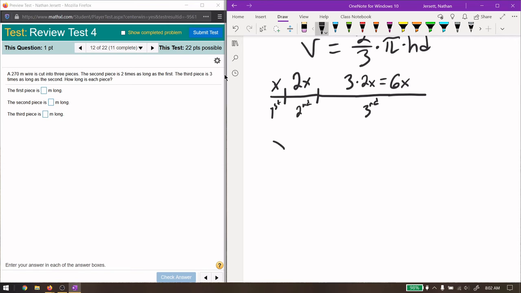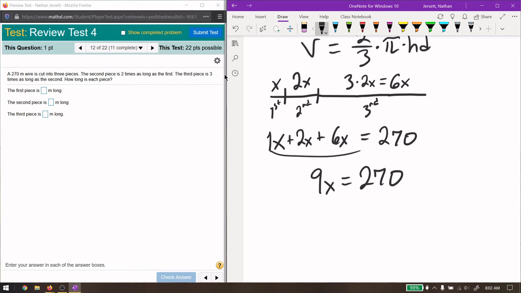And of course, if we add X plus 2X plus 6X, that's the whole length of the wire, which is 270 meters. Now we just need to solve for X. These are all like terms: 1X plus 2X is 3X, plus 6 is 9X, equals 270. Divide out 9, and we get X equal to 30 meters.